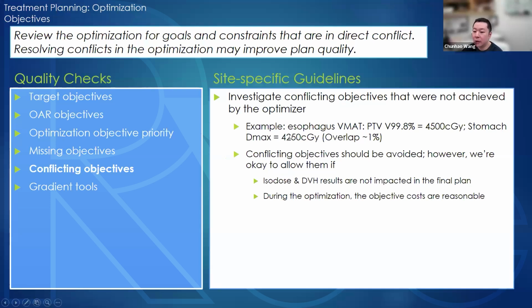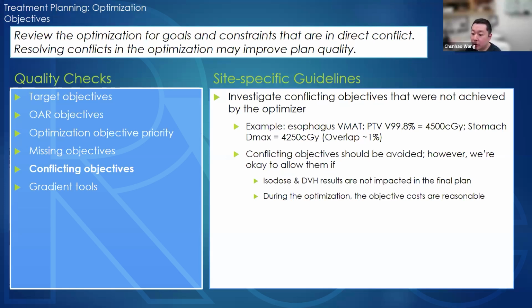For example, for esophagus VMAT, we want the PTV 99.8% covered by 45 Gy, and the stomach Dmax less than 42.5 Gy, while they have a 1% overlap. Clearly, they are conflicting. So in general, we recommend that we should avoid conflicting objectives.